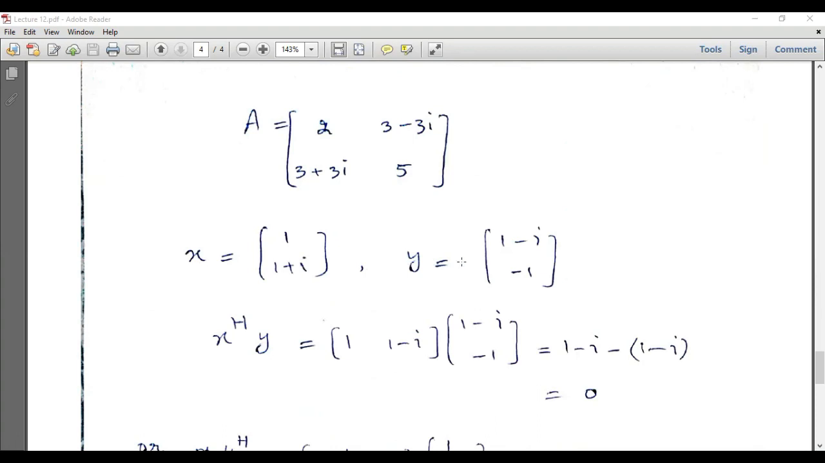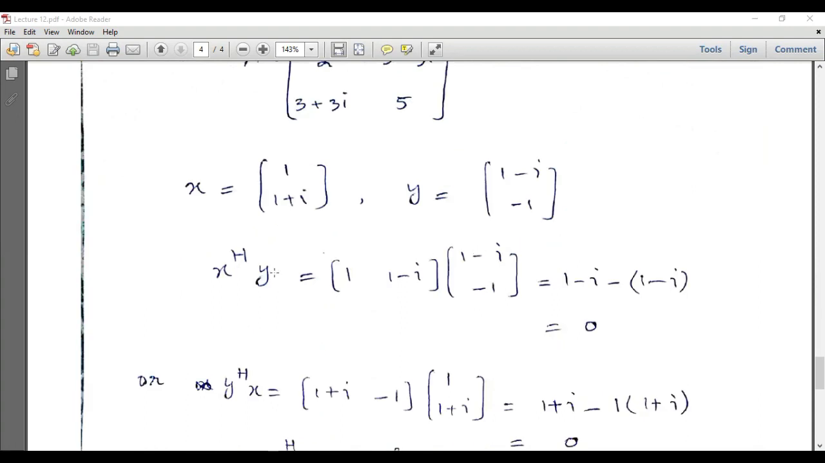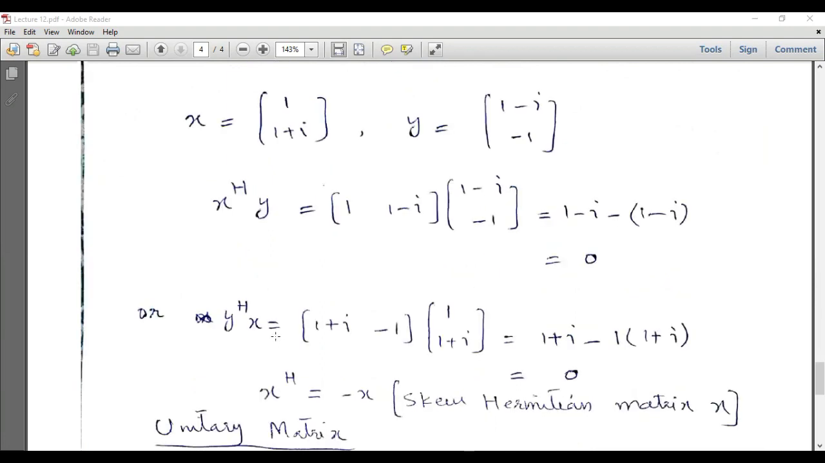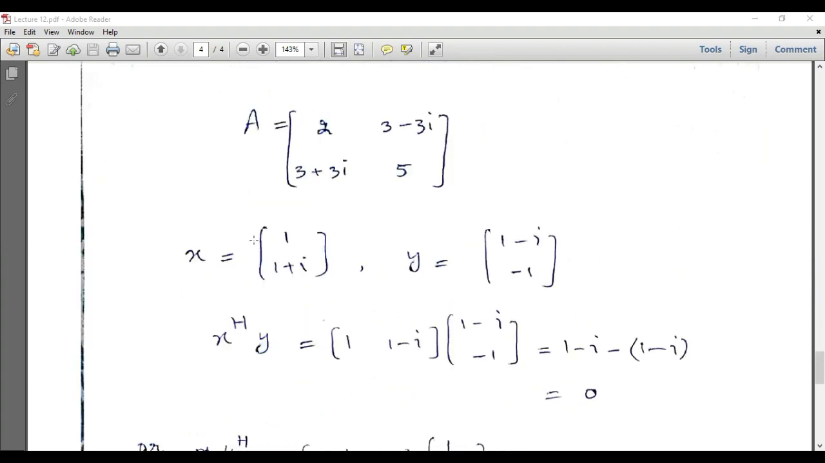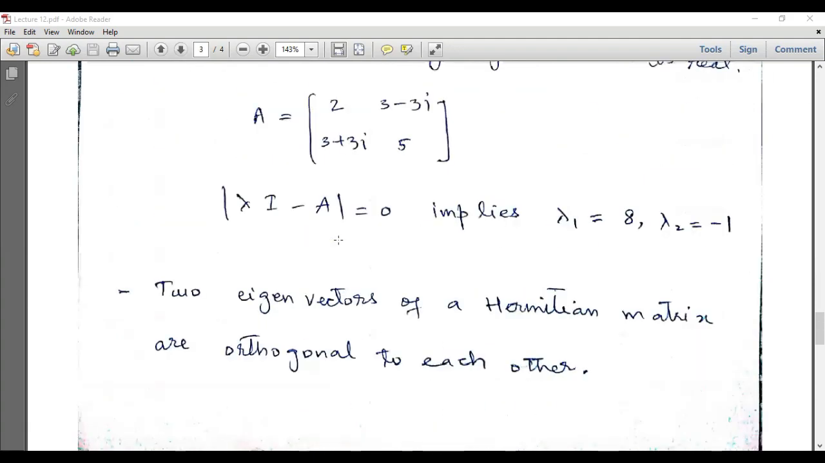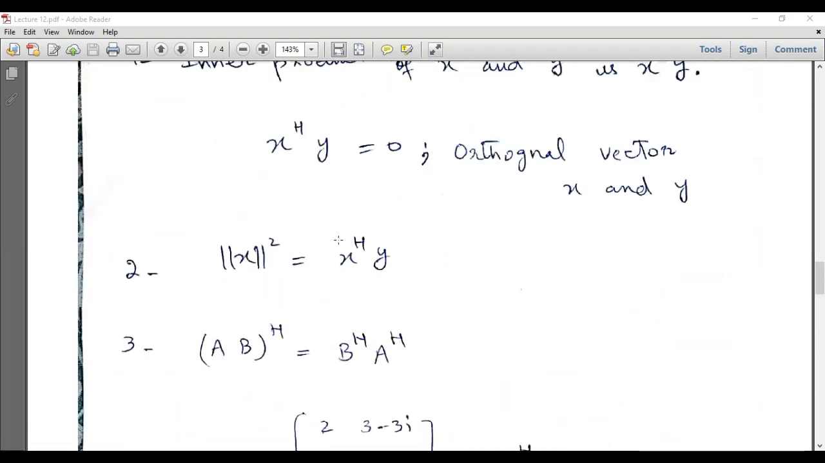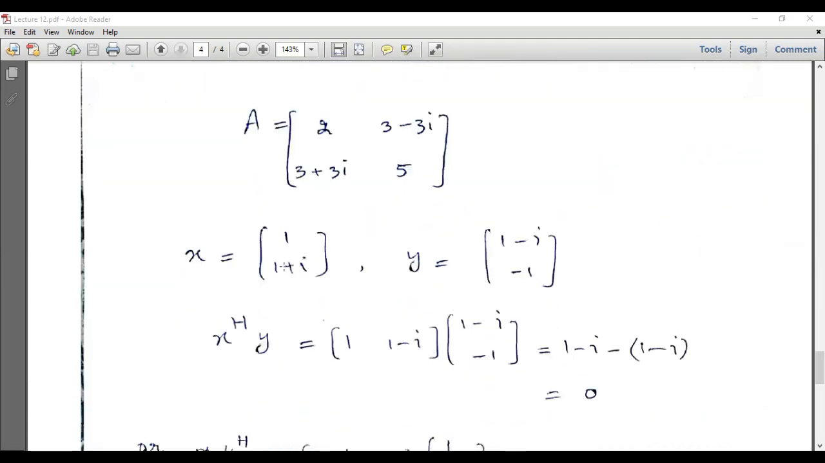Now we have two complex vectors, x and y. This is x, this is y. And x Hermitian multiplied by y is equal to 0, and y Hermitian x is also equal to 0. So if we have such a case, then x and y are orthogonal to each other. So this is the property which we have studied over here. So if x Hermitian y is equal to 0, then x and y are orthogonal vectors. So this is the example.